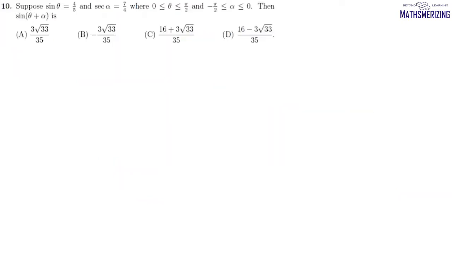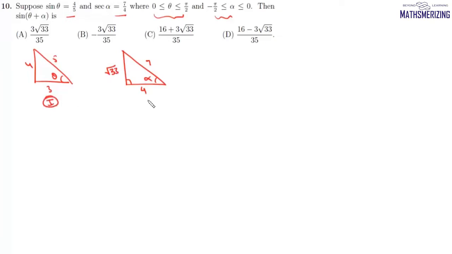Now question number 10: we are given sin θ and sec α, where θ lies in the first quadrant and α lies in the fourth quadrant. Then we need to find the value of sin(θ + α). Now if we write these basic angles, this is θ, so this is 4, this is 5, and it is 3. And for the second one, this is α, this is 7, and it will be 4. 49 minus 16 will be simply √33. Now this is in the first quadrant and this is in the fourth quadrant.